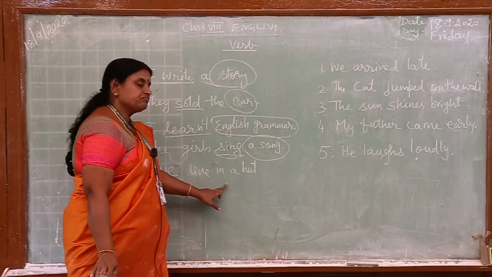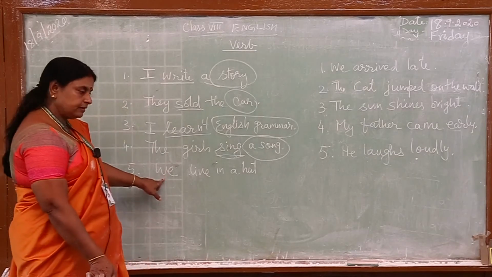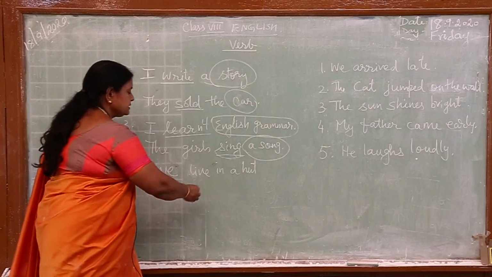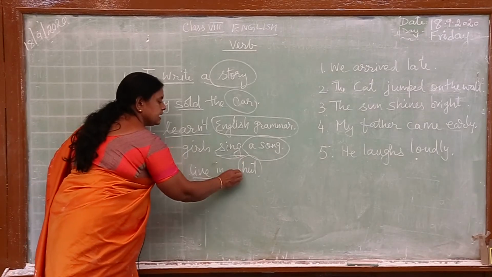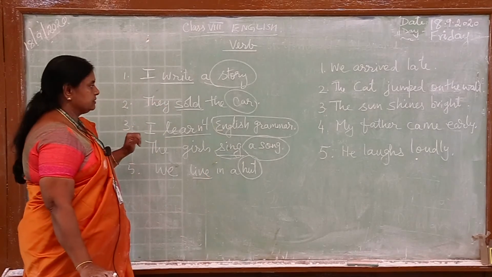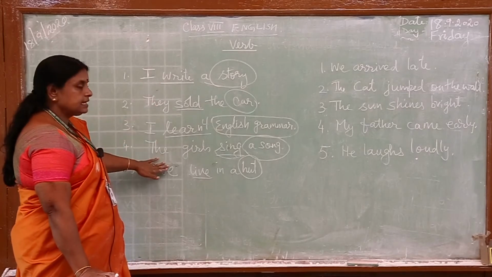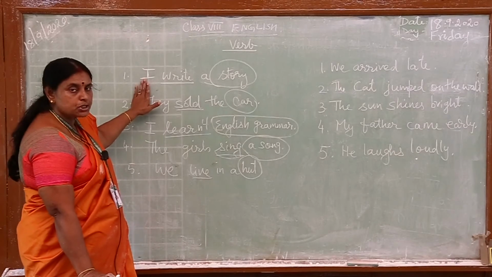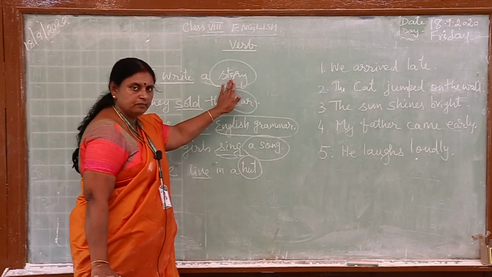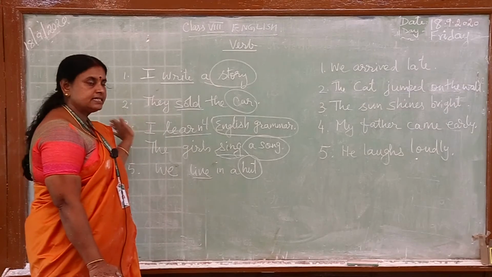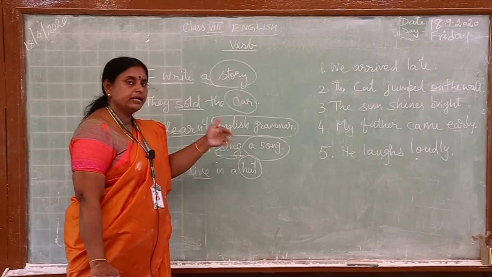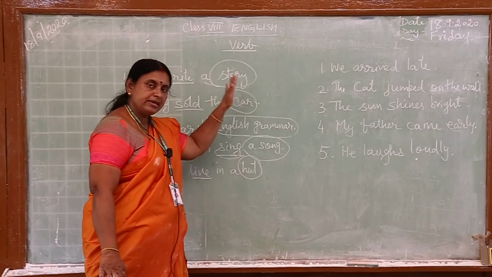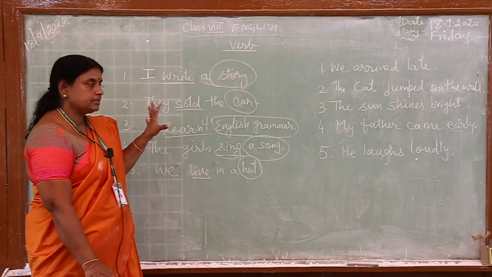We live in a hut. So where are they living? They are living in a hut. Obviously live is the verb, the action word, and hut is an object. So in these sentences we can see there are objects. Whoever is doing, the subject, is having an object. Or you can say the action word receives an object. You can say it like that.